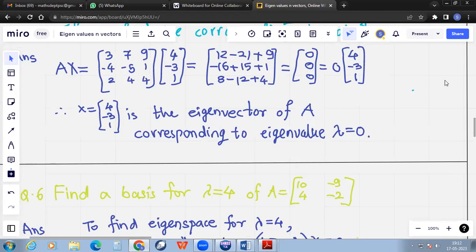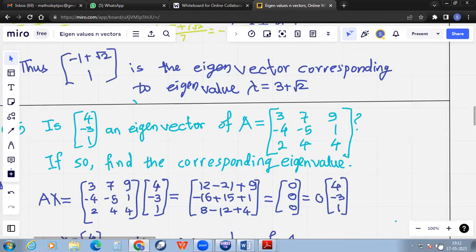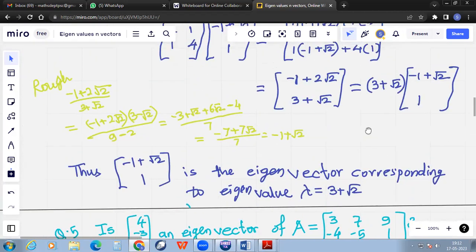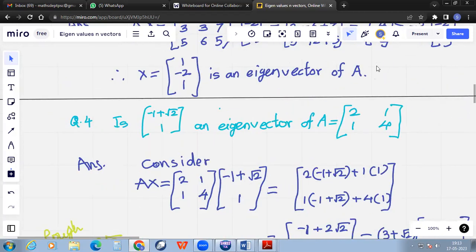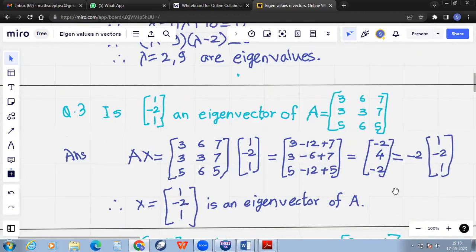Here we have seen how to show the given vector is an eigenvector and how to find the corresponding eigenvalue. This question also was of the same pattern. Given a vector, we had to decide whether it is an eigenvector or not, and if so, how to find the eigenvalue corresponding to that vector. Here we have simply shown that the vector is an eigenvector, but now you can guess what the corresponding eigenvalue is. Yes, minus 2 is the corresponding eigenvalue.